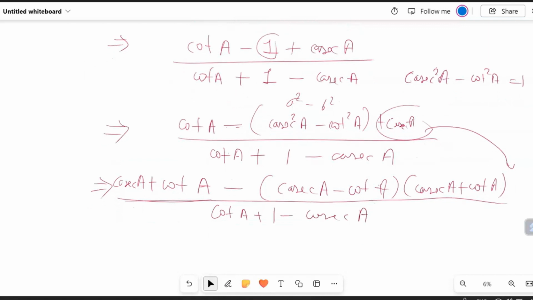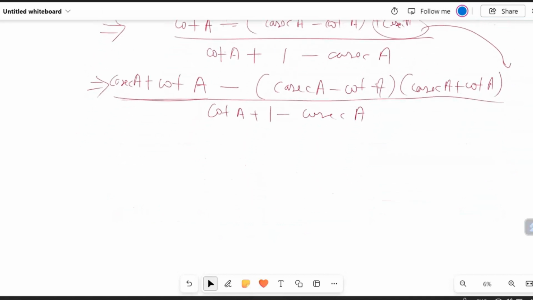Now it's almost solved, you can see. So you can take out the common. What you can take out the common? Cosec A plus cot A. Here also this is cosec A plus cot A. So we can take out the common, cosec A plus cot A.